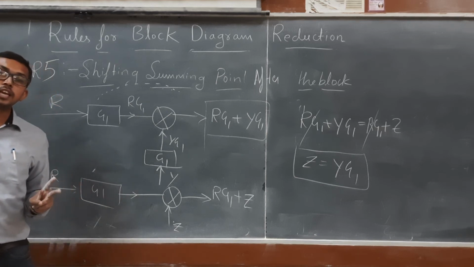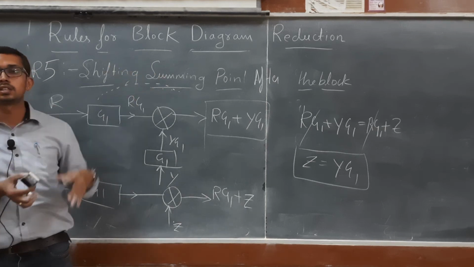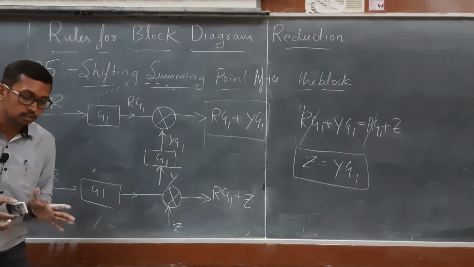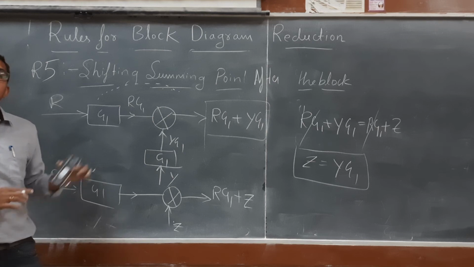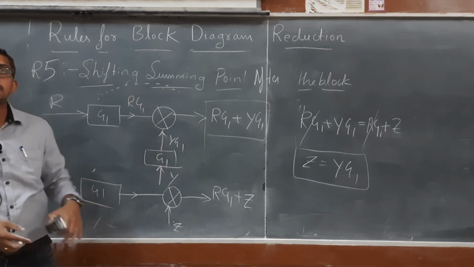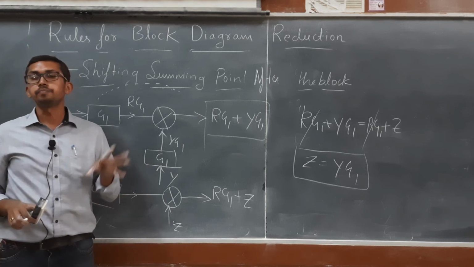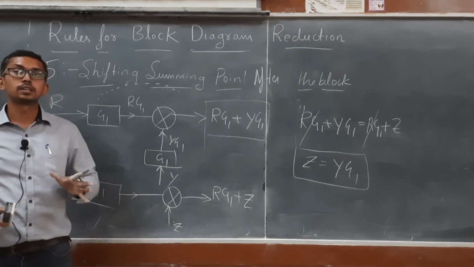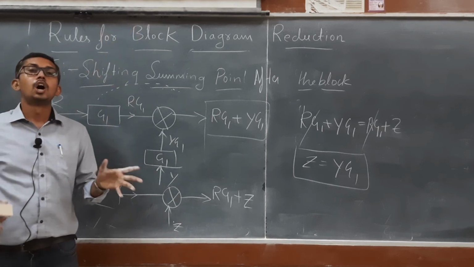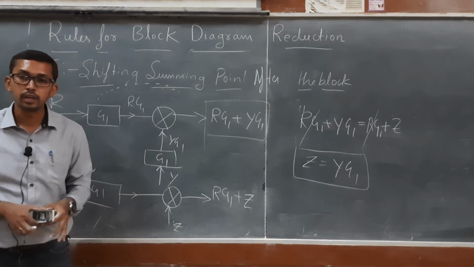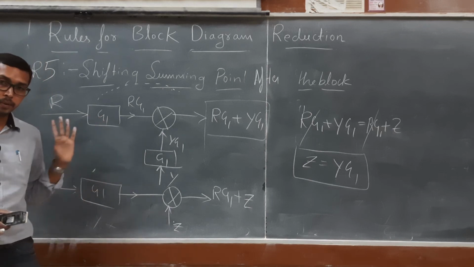What is rule number 3? Rule number 3 is for blocks connected in parallel. When can we say the blocks are connected in parallel? When the flow of signal is in the same direction and all are connected to the same last summing point. In such cases, we can reduce them into a single block by algebraic summation. So that is rule number 3.